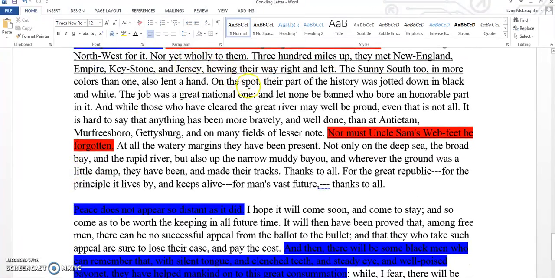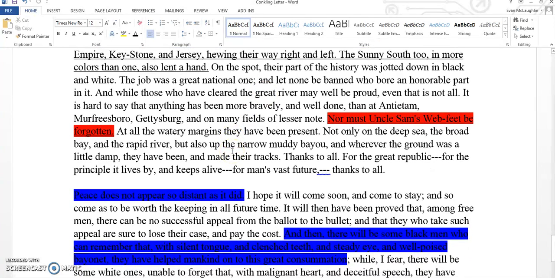Here he talks about the different military successes, all as a manifestation of arming black soldiers. And then here we see another famous example of Lincoln using the vernacular: nor must Uncle Sam's webbed feet be forgotten. Uncle Sam being a reference to the Northern war effort, and webbed feet being a reference to the success of the Navy and the beginning of amphibious operations on the Mississippi River and along the Atlantic coast.